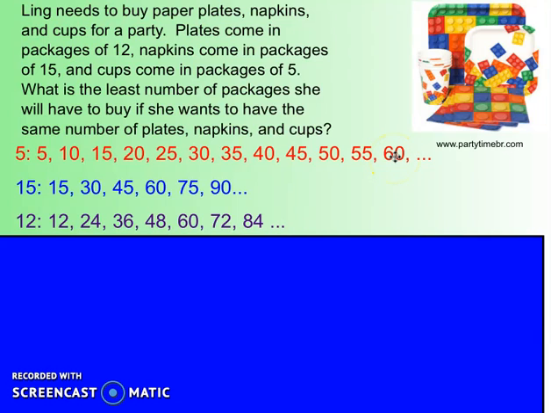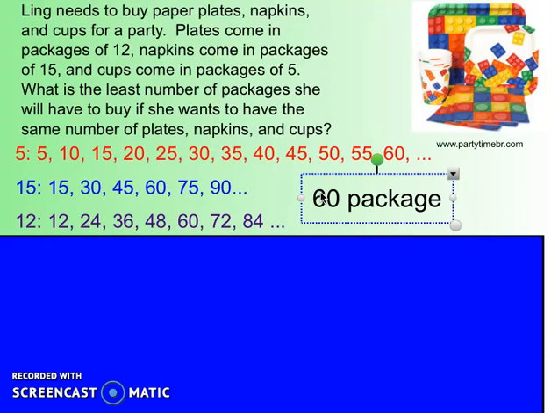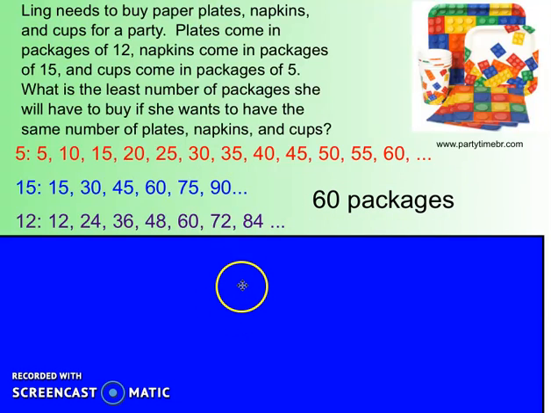So do you notice that the 5 and 15 share a 30, and they also share a 45? But notice the 12 does not share those numbers. So 60 seems to be the only multiple that they all three share, or not the only multiple, but at least the least common multiple that they share. And so that is going to be our answer for this problem. I'm going to label this 60, and we're looking for the number of packages, so I'm going to label it with that.